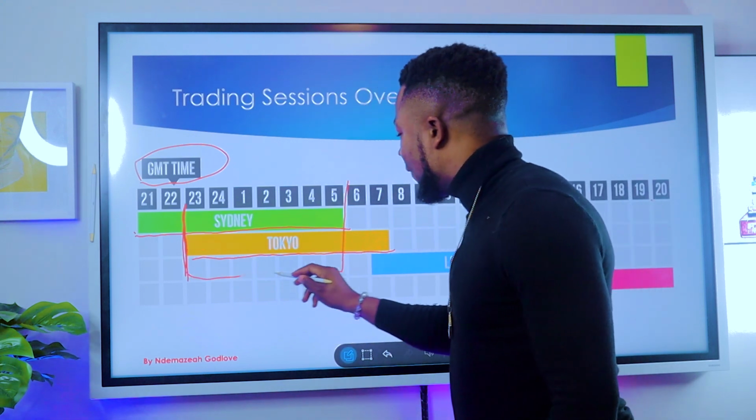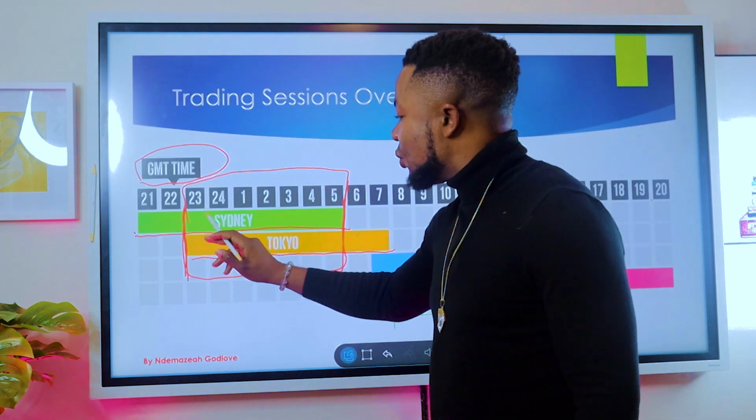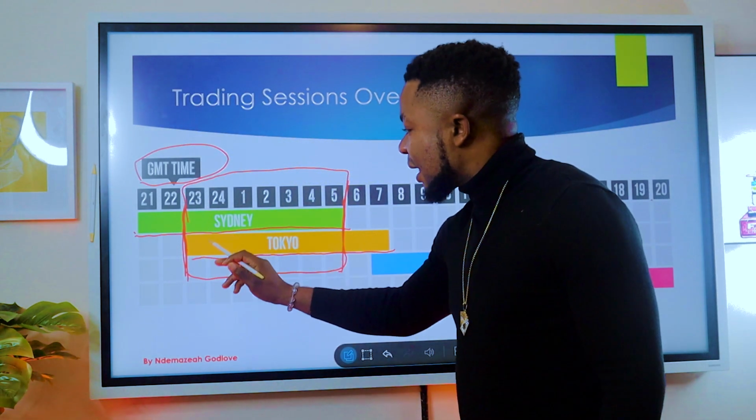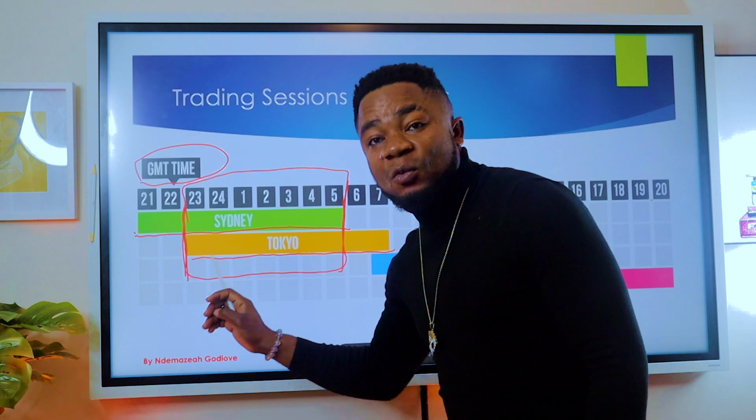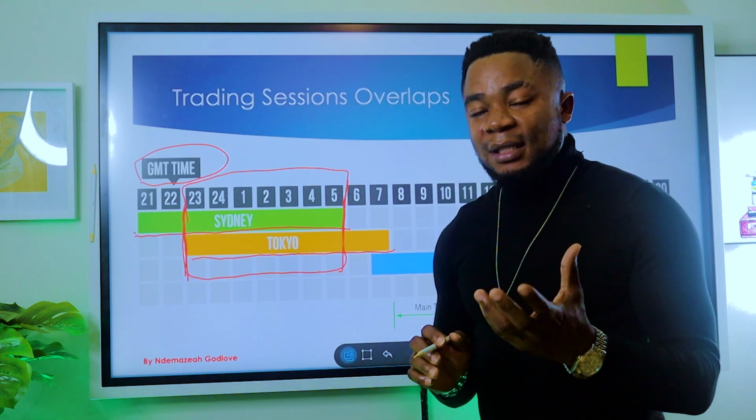This is where there was an overlap. All right, this is where there was an overlap. There was an overlap between these two markets. So the Sydney market, or the Australian market, was overlapping with the Tokyo market. So you see, that is what they call an overlapping in the Forex market.